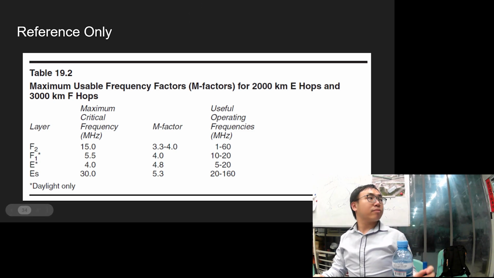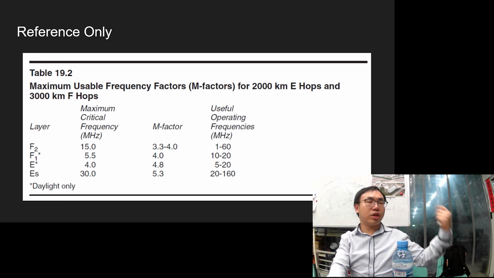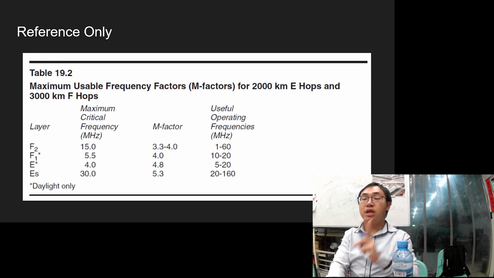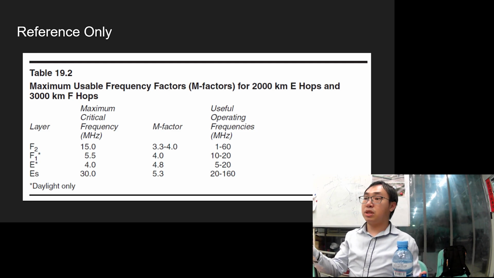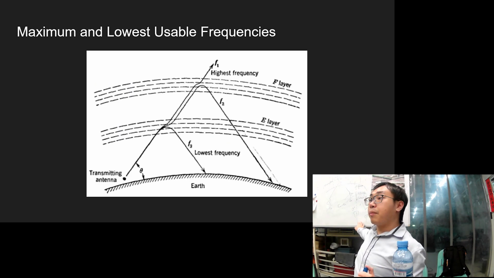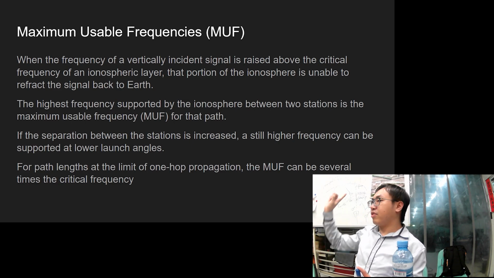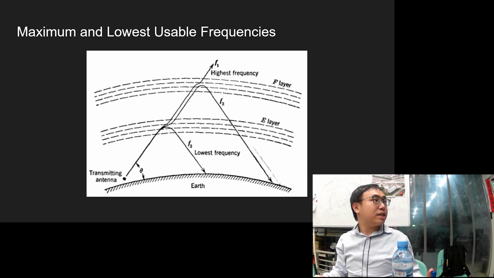The maximum critical frequency, and the maximum usable frequency, they are not the same. Okay, they have an M factor. But you don't have to memorize this one. Just remember critical frequency and MUF. They are 2 different things, 2 different measurements. Although both of them are measuring which frequency can be used, they are not the same.